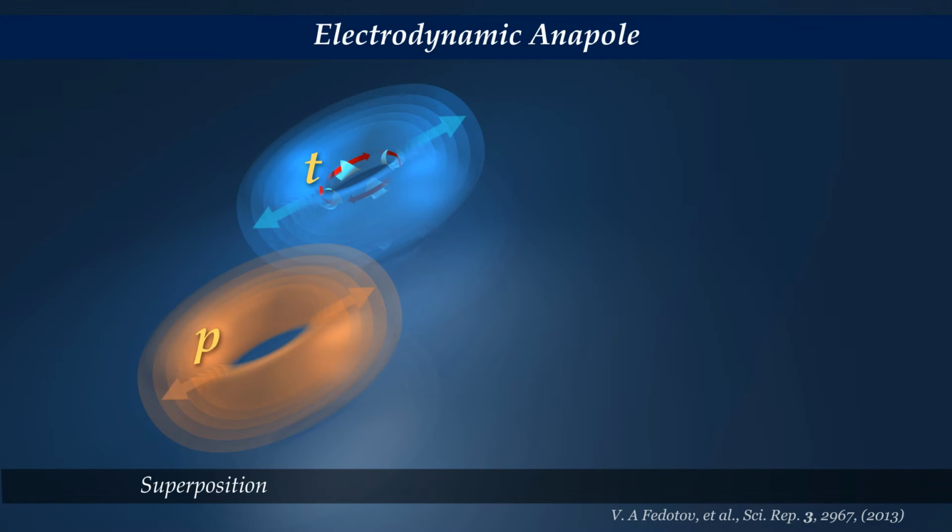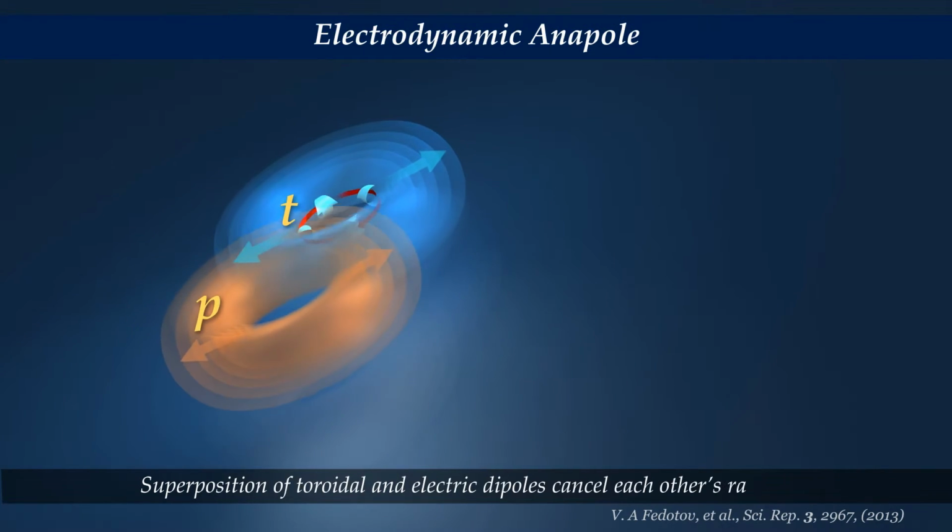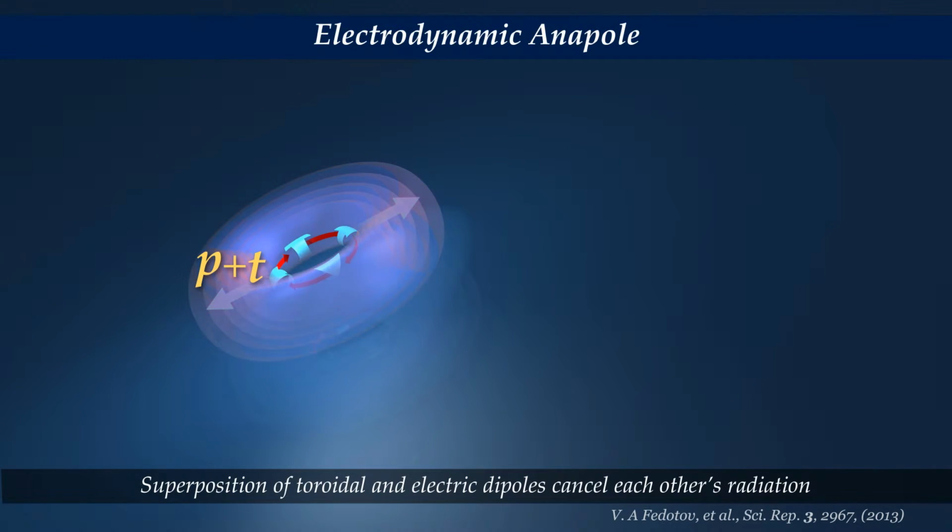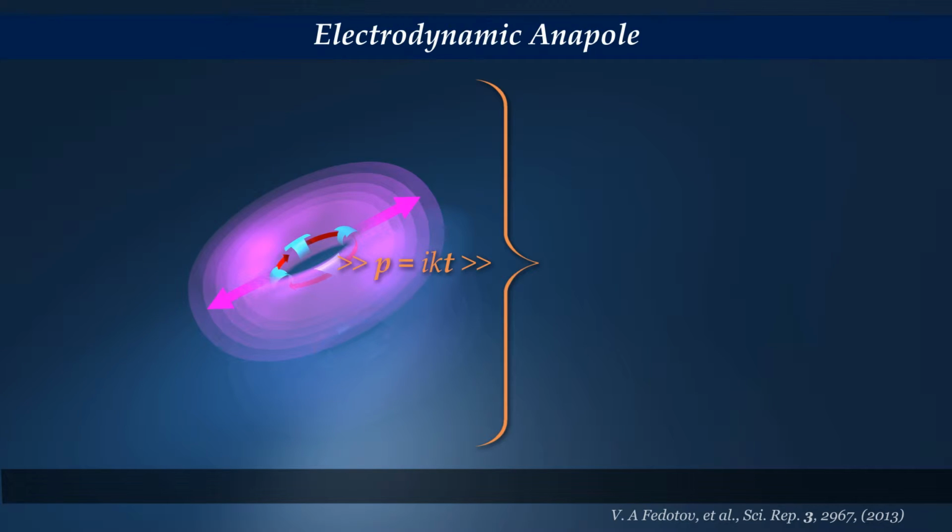And one of the intriguing predictions of toroidal electrodynamics that can be verified using toroidal metamaterials is the existence of a non-trivial, non-radiating excitation, the so-called dynamic anapole. The dynamic anapole is formed by a coherent superposition of toroidal and electric dipoles, with the amplitude and phase of their oscillations adjusted such that the dipoles cancel each other's radiation everywhere in the far field.